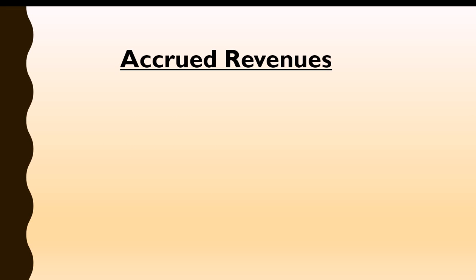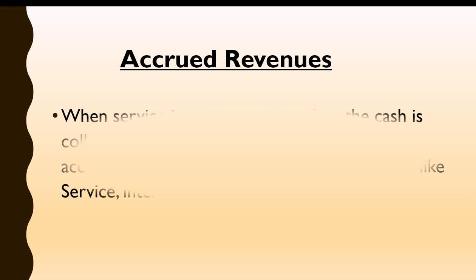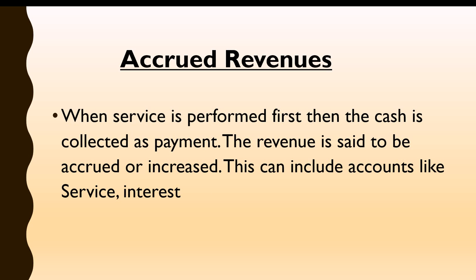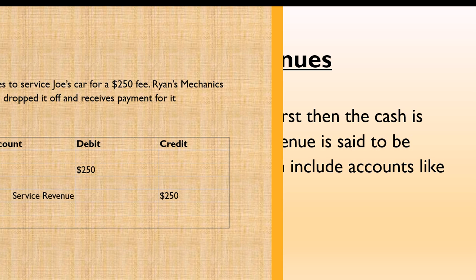The last one is accrued revenues. This is when a service is performed first and then the cash is collected as payment. The revenue is said to be accrued or increased. Let's look at an example.